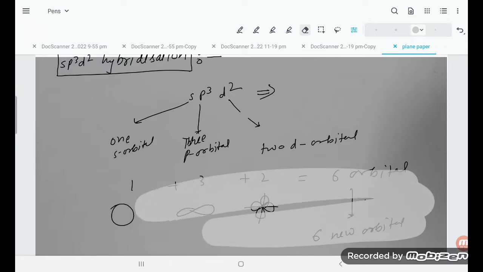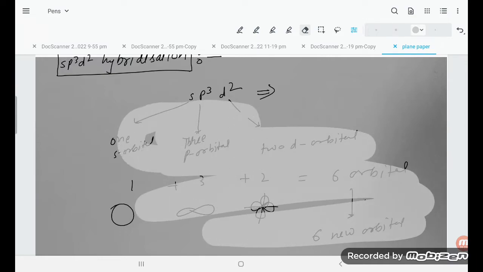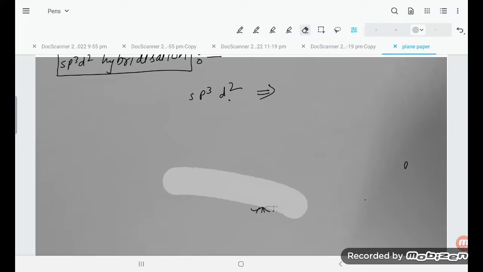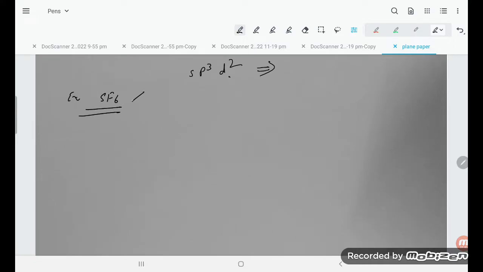First of all, try to understand the meaning of sp3d2 hybridization. This is 1 s orbital, 3 p orbitals, and 2 d orbitals. For example, take the SF6 molecule, sulfur hexafluoride. Sulfur has 6 fluorine atoms, so 6 bonds are present. To understand the hybridization, 6 unpaired electrons are required.